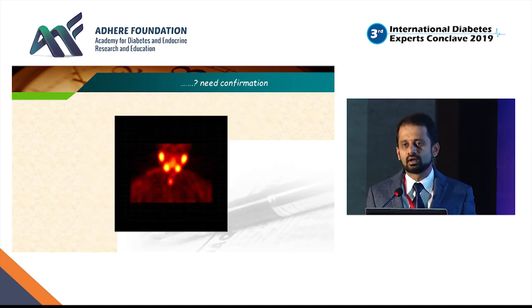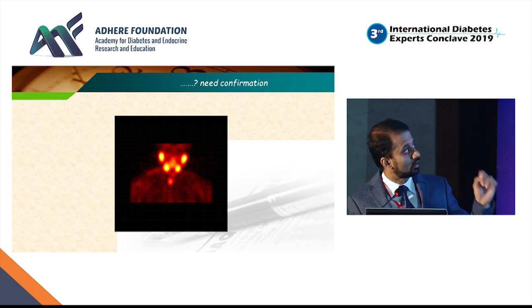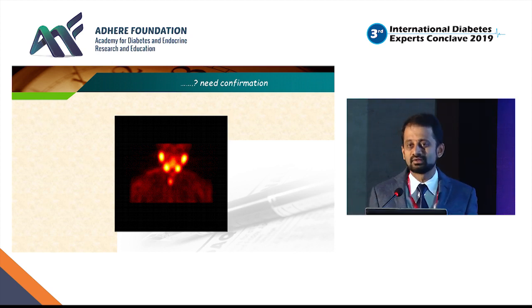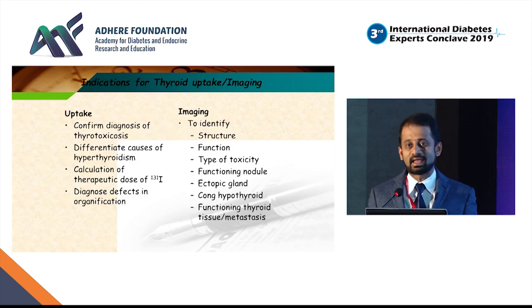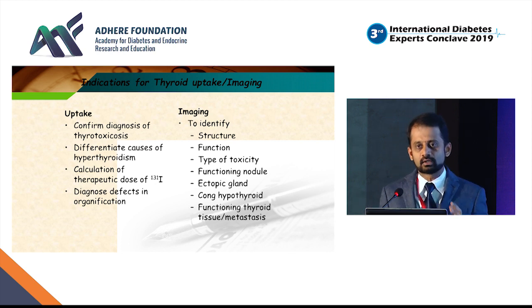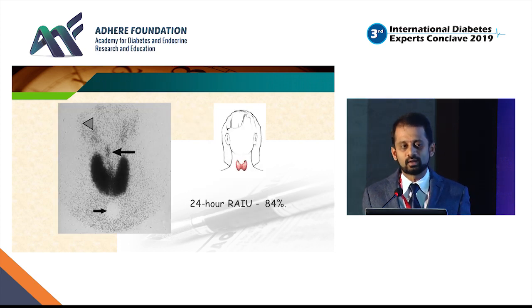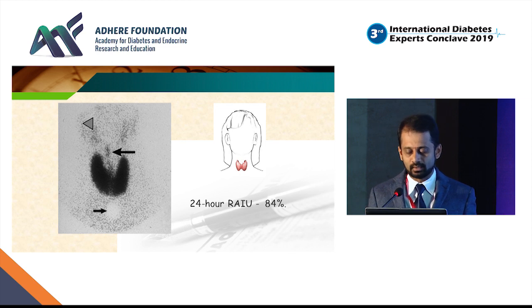So how do you confirm? You do need a radioactive iodine uptake, and why do you need it? Just for confirmation, to differentiate the type and the cause of hyperthyroidism, and also for calculating the dose for iodine 131 therapy. And structurally, we would like to know more about the condition, so that is the other reason you do the imaging. When you do a 24-hour radioactive iodine uptake imaging, it's 84%, and that confirms Graves' disease.